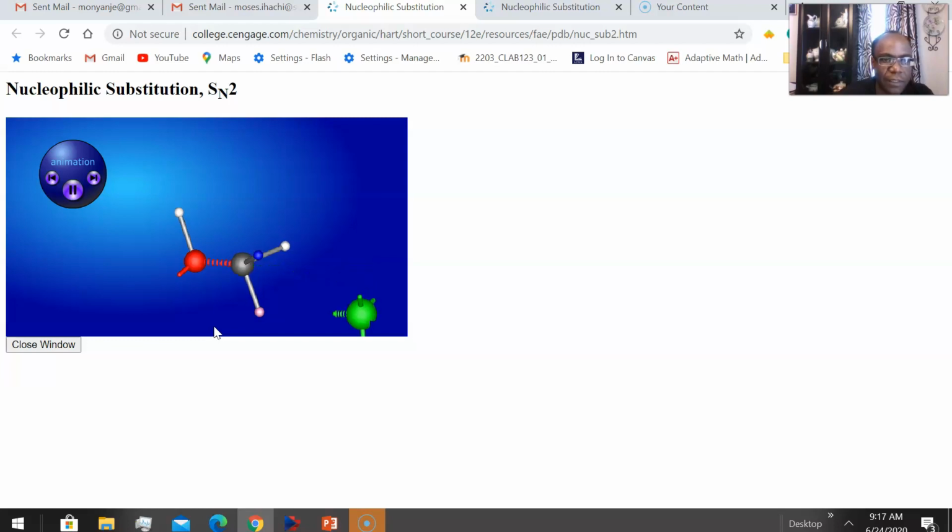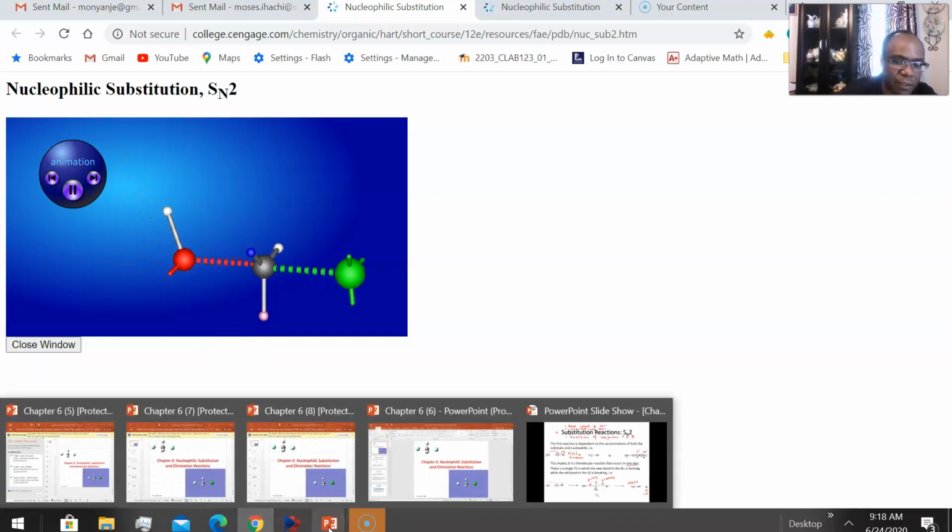Now I want you to pay attention to the configuration of the starting material. You see how these three groups are on the left. Once you attack, they will be on the plane, and then now they are on the right. That's what we call inversion of configuration that I want to talk about. So I hope that animation helped.